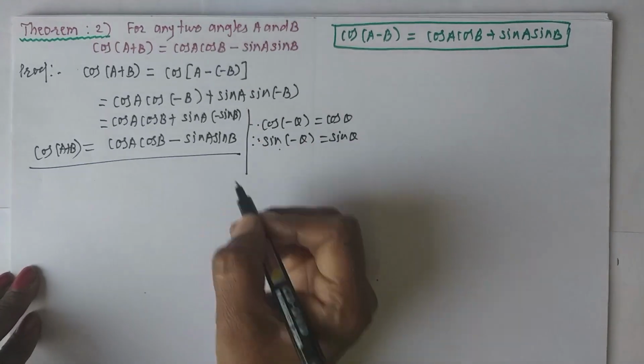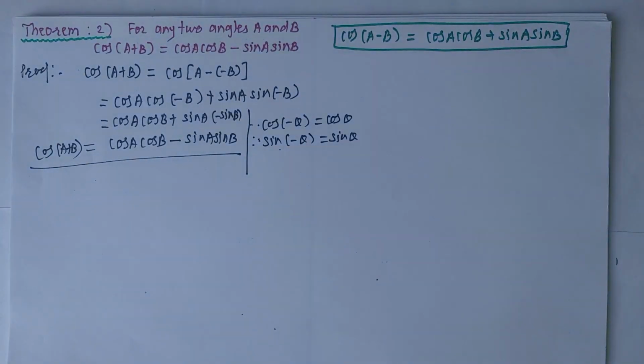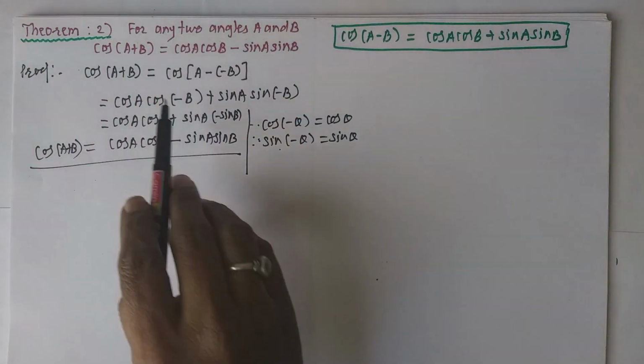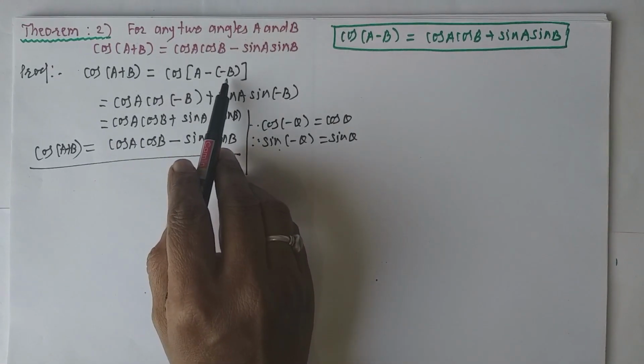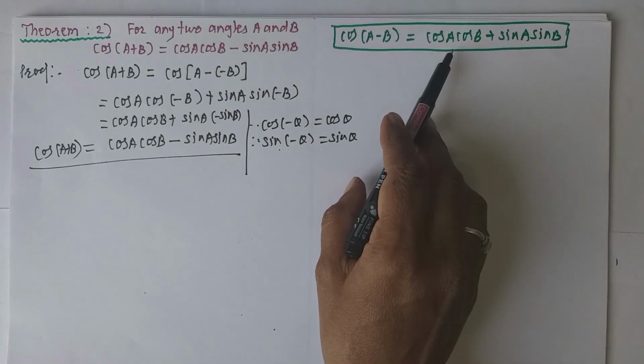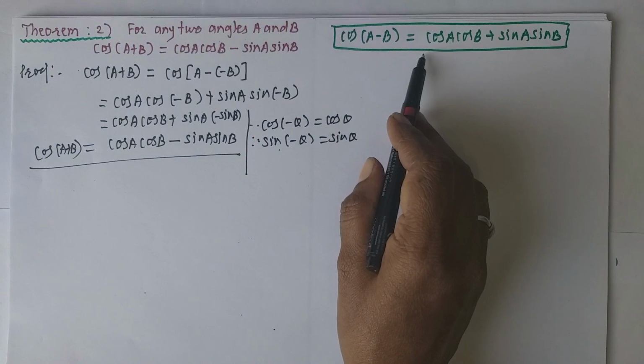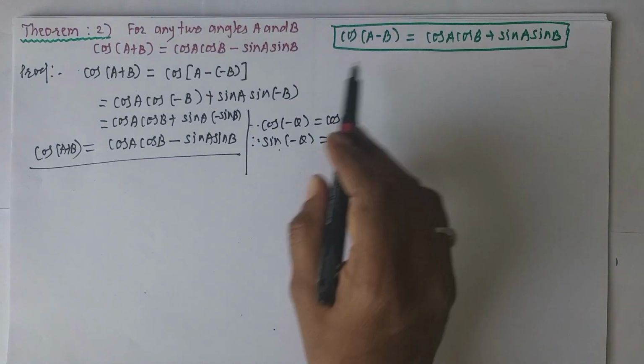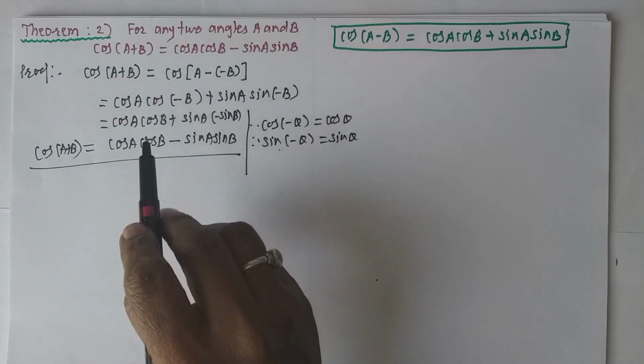It is very simple. You only rearrange the terms. Instead of plus B you write minus of minus B and use the same formula. This is our basic formula. If you remember this, then proving this is very easy.